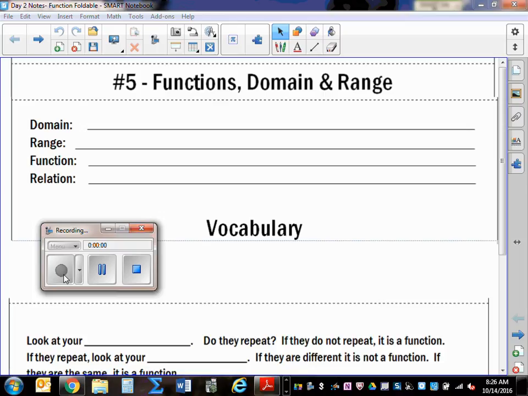About functions, domain, range, what that means, what function notation is, how to tell if it's a function. So we are covering a lot of different topics, thus our nice foldable to keep it all organized for us. Have we learned about functions before? Heard the word function before? Has anybody heard of domain and range before? Good. All right, so we are going to be learning more about that today and then doing some practice with it.